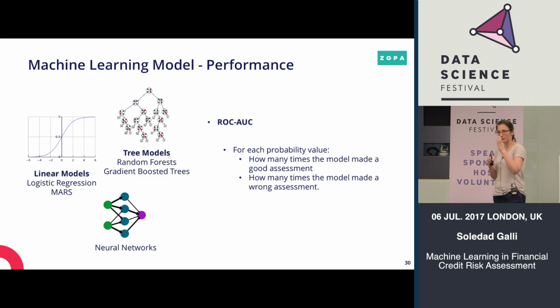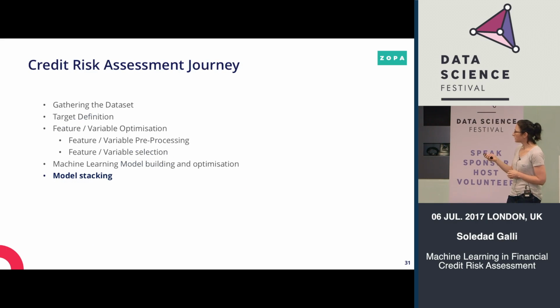And for that same threshold, how many times did the model get it wrong? And then we move it to another threshold, 0.8, and then again, if the probability threshold is 0.8, how many times did the model make a good judgment versus how many times it made the wrong judgment. So what you want is a value of the ROC AUC as close to 1 as possible. That's the best case scenario, in which your model always gets it right and never gets it wrong. So what we do next is pick the one that is best based on the highest value of the ROC AUC. And finally, we do something called model stacking.